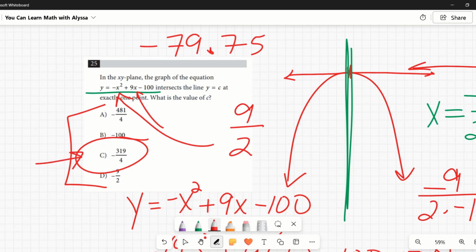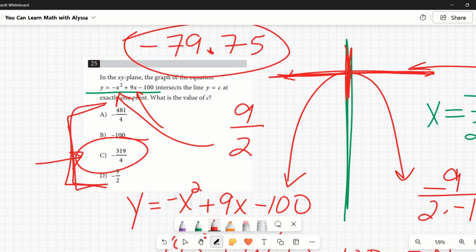So is that a lot quicker? Yes, it is. Either way, we definitely have to know where we are looking. When we say the line y equals C intersects at one point, we know it has to be a horizontal line that intersects it at the vertex. So we need to find that vertex. Once you know I need to find the vertex, frankly, looking at the chart and then saying negative 79.75, which of these does it equal, is the faster way.